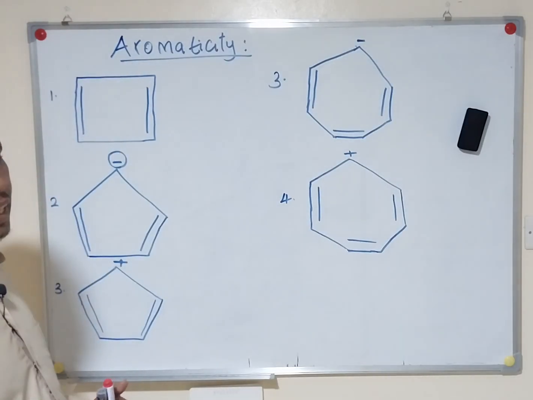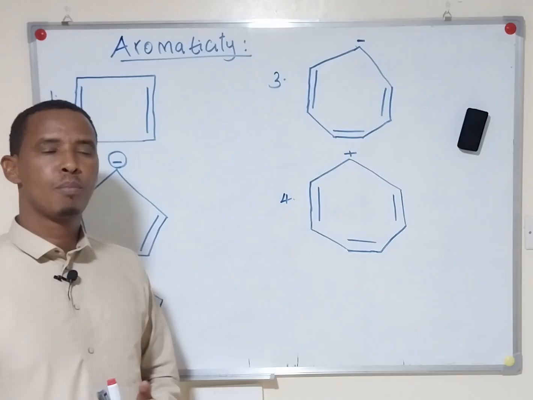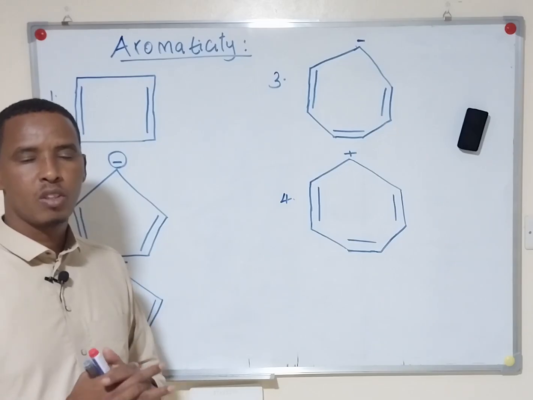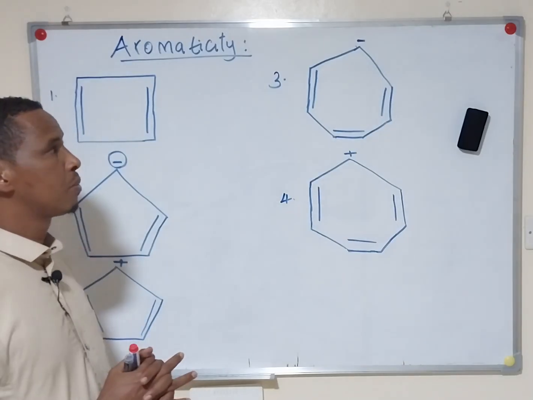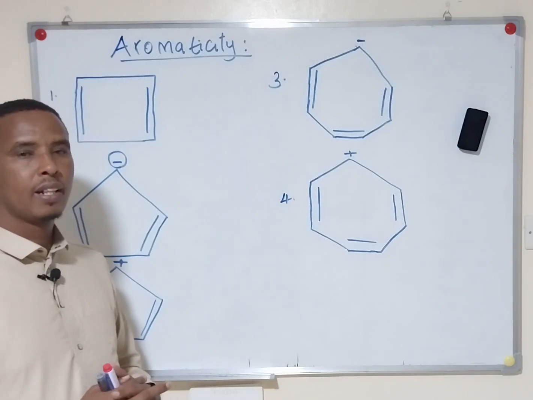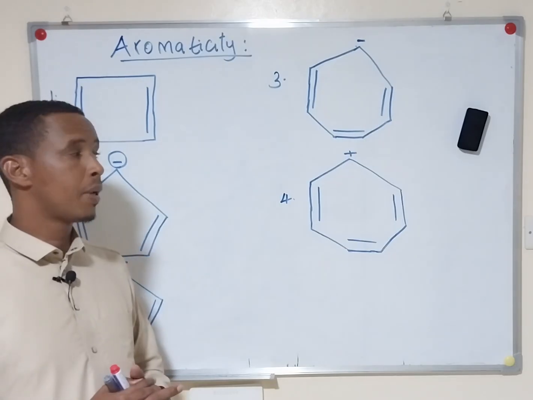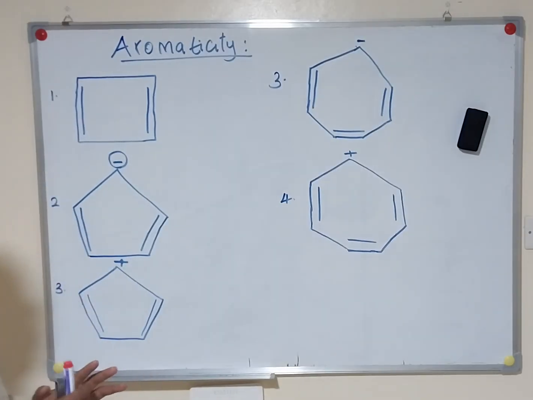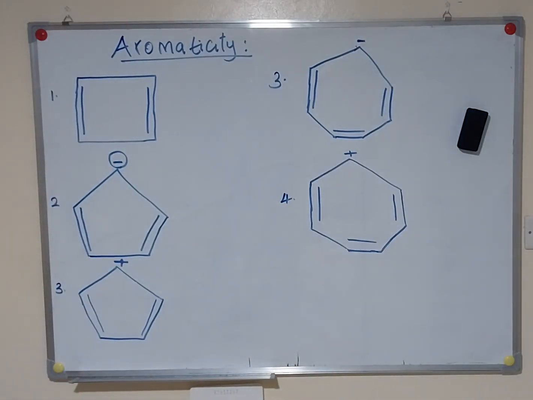And non-aromatic compounds, these compounds are not cyclic, not conjugated, not planar, they are sp3 hybridized, and their pi electrons are odd numbers. So let us look at the examples given here.